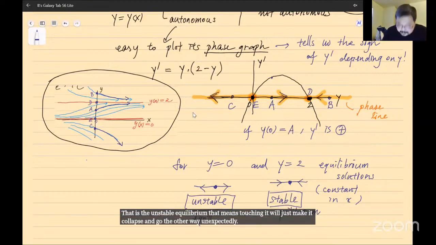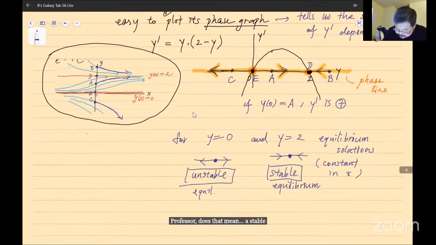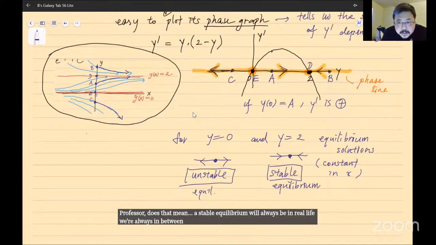Professor, does that mean a stable equilibrium will always be, in real life, in between unstable equilibriums?